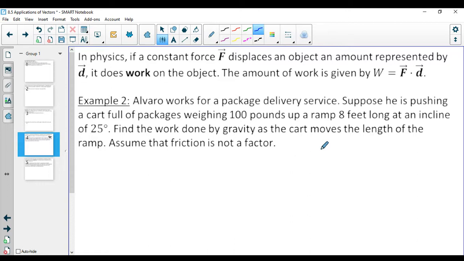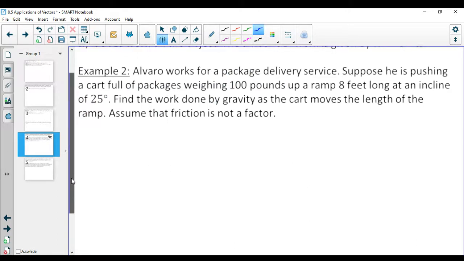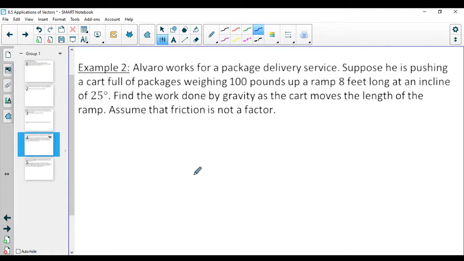Start with a triangle. Close. I think you're trying to say draw a picture, right? Draw a picture of the dang thing. So, suppose he is pushing a cart full of packages, 100 pounds. So ramp 8 feet long. So we have a ramp that's 8 feet long, and we have an incline.